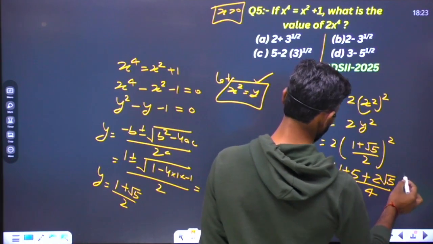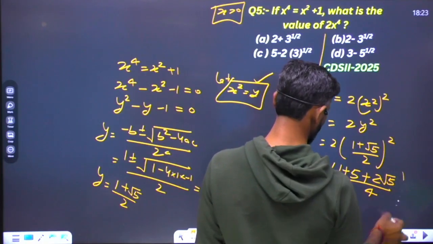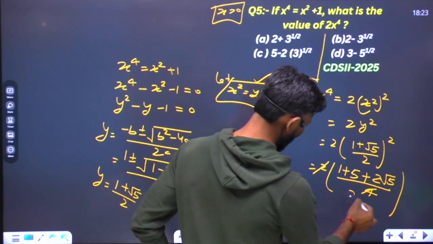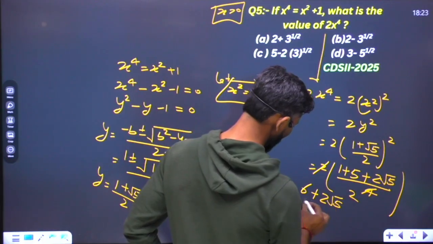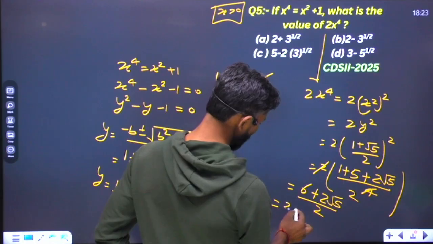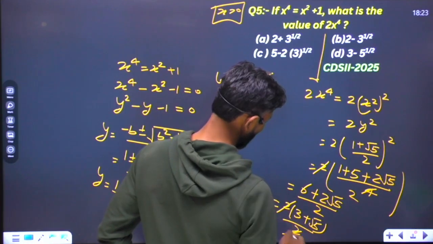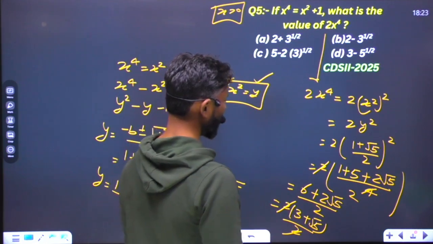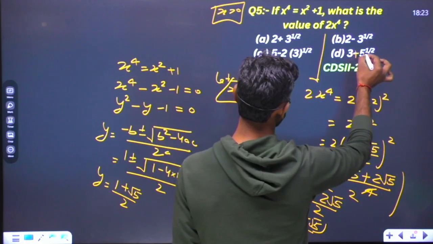Okay, now 4 is cancelled by 2 times. It is 6 plus 2 root 5 upon 2. I'm going to take 2 common. It is 2 times 3 plus root 5 upon 2. 2 is cancelled. So the answer is 3 plus root 5. I think it is not correctly typed, so option D is the answer.